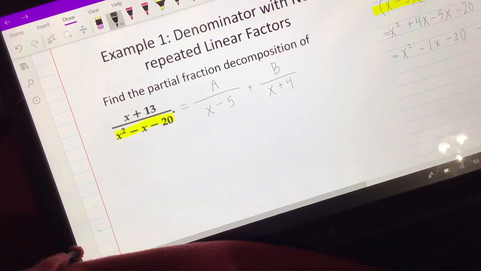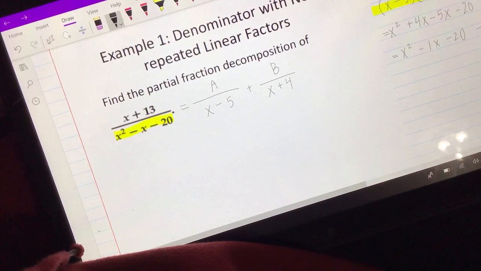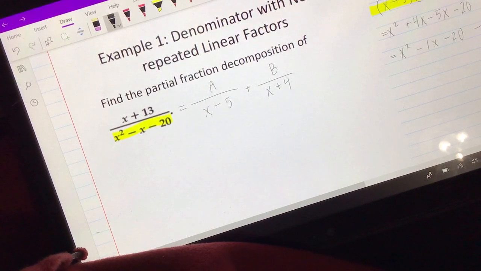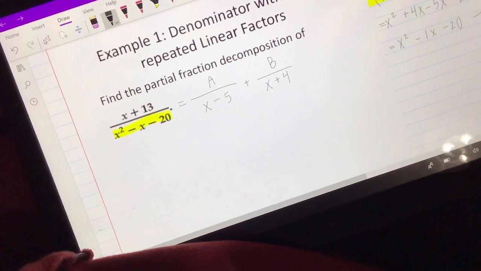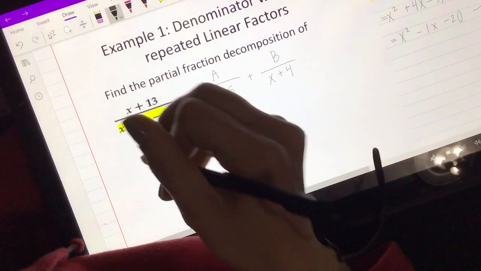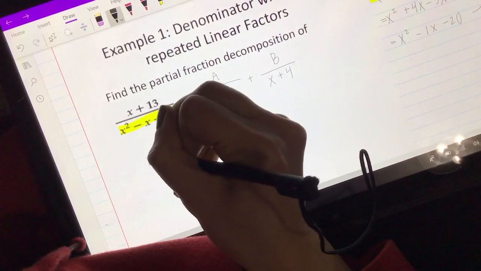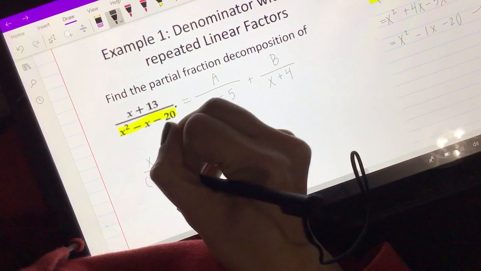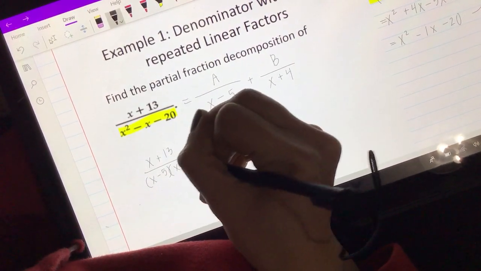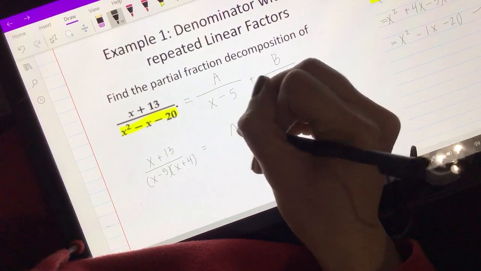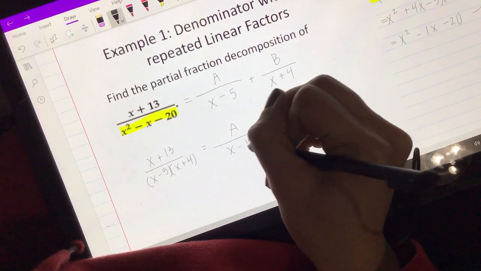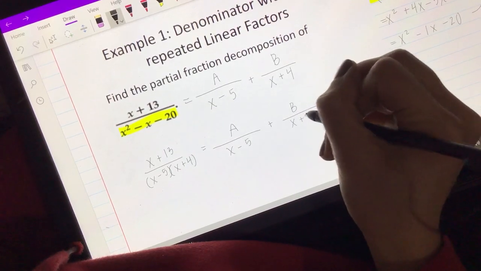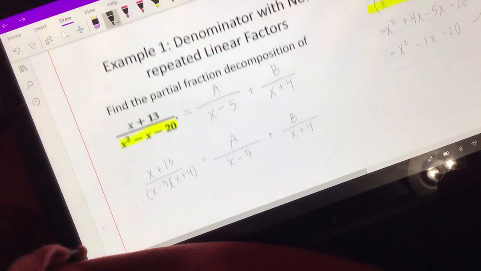Now we're going to solve this as we would solve a rational equation. When we're solving a rational equation, the first step is to get rid of the denominator. I know that this denominator actually factors out because I just did it. It's x minus 5 times x plus 4. So I'm going to rewrite that first. Remember, the first step in solving a rational equation is to make sure all of your denominators are factored.